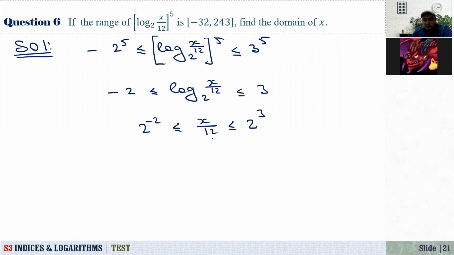Or if you just multiply all sides by 12, 12 over 2 squared is 3, less than or equal to x, less than or equal to 12 times 2 cubed, which is 96. So the domain of x will be from 3 to 96.